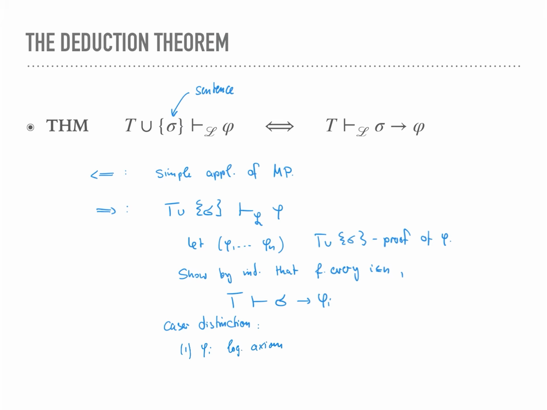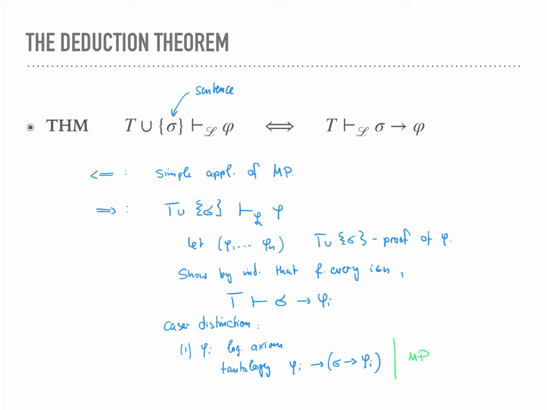So in that case, you can proceed simply by saying, okay, we have a tautology. So the tautology would be phi_i implies sigma implies phi_i, right? And you know T proves phi_i because it's a logical axiom, right? So any theory proves any logical axiom, and you know that this is a tautology here. So the rest is a simple application to these two things here of modus ponens.